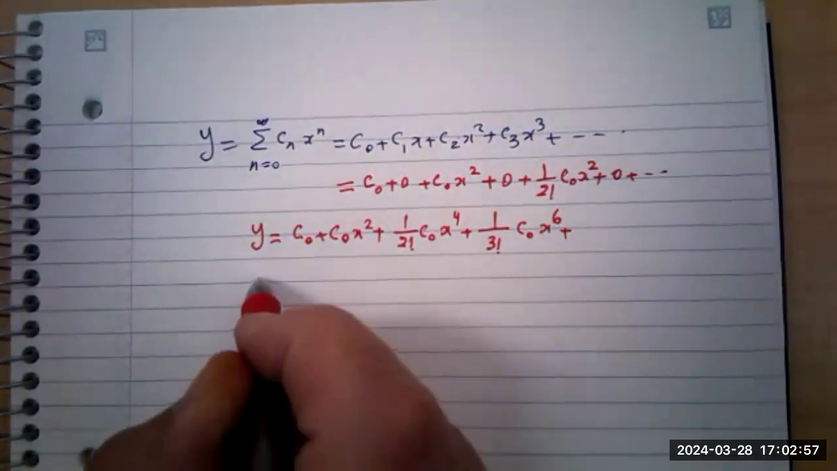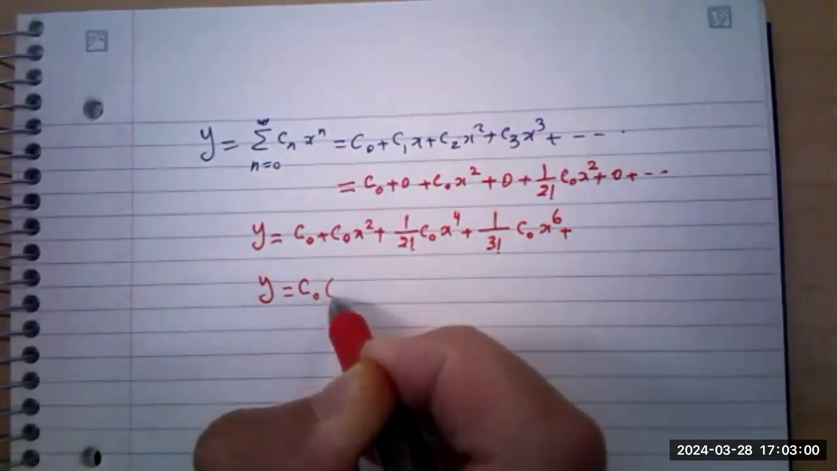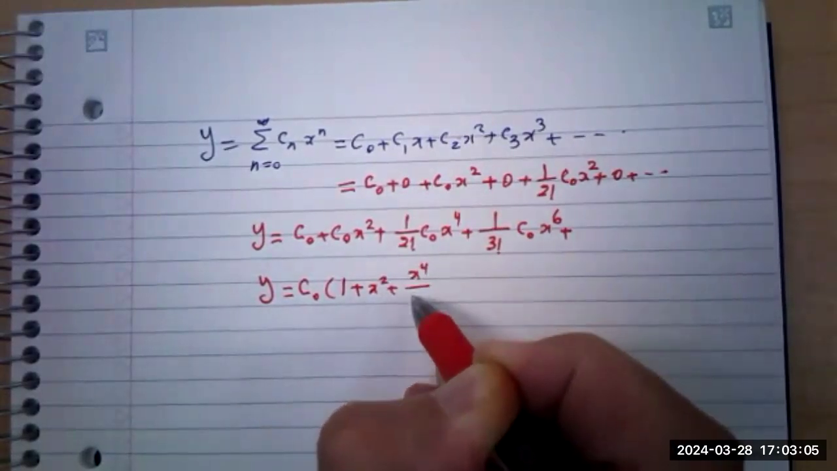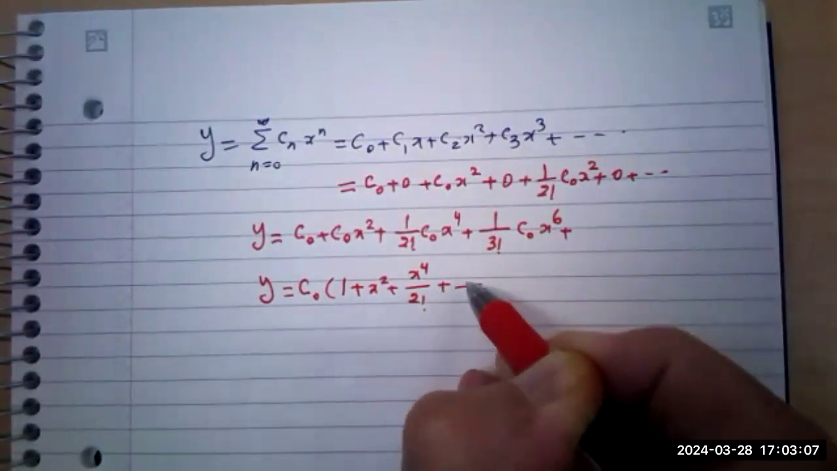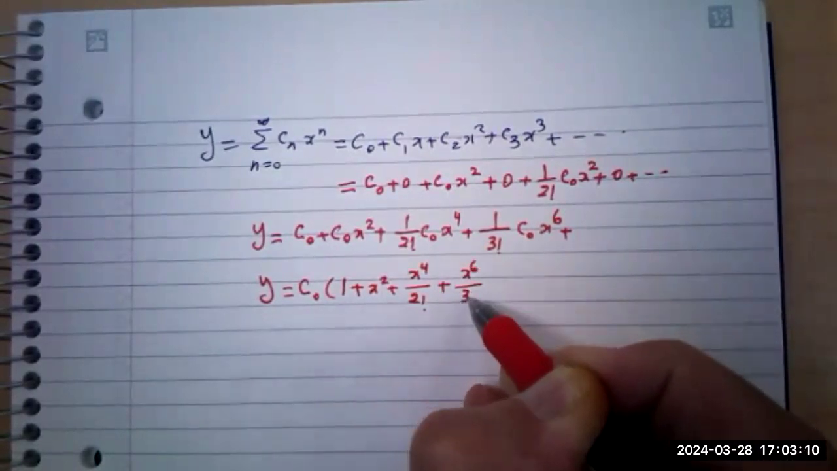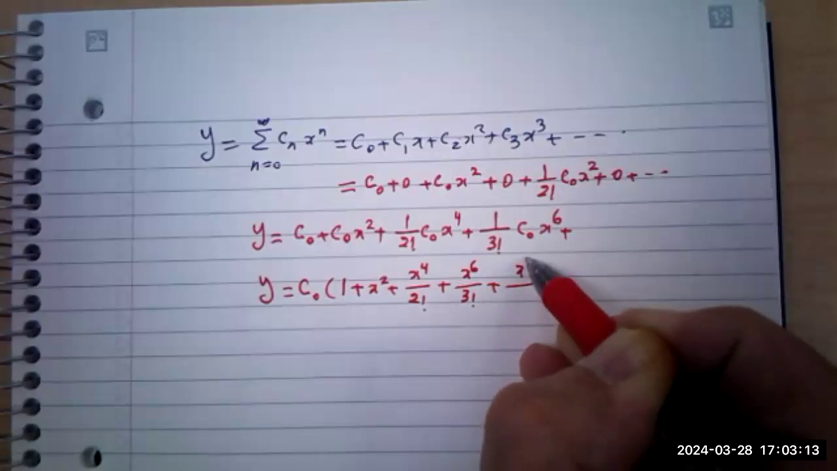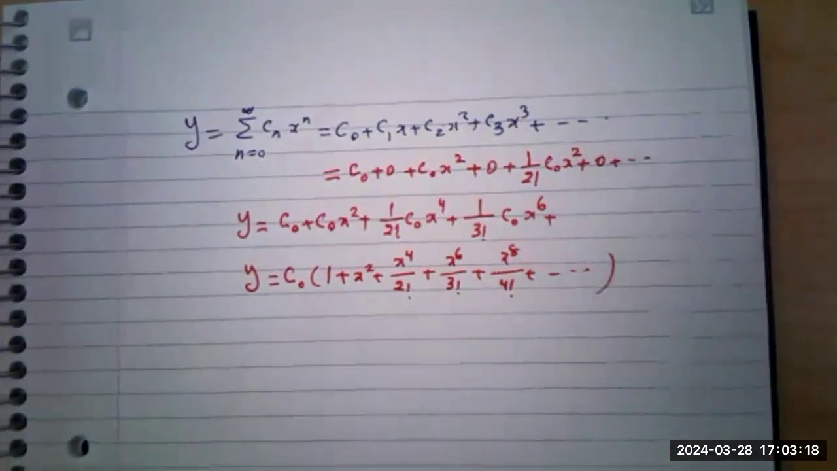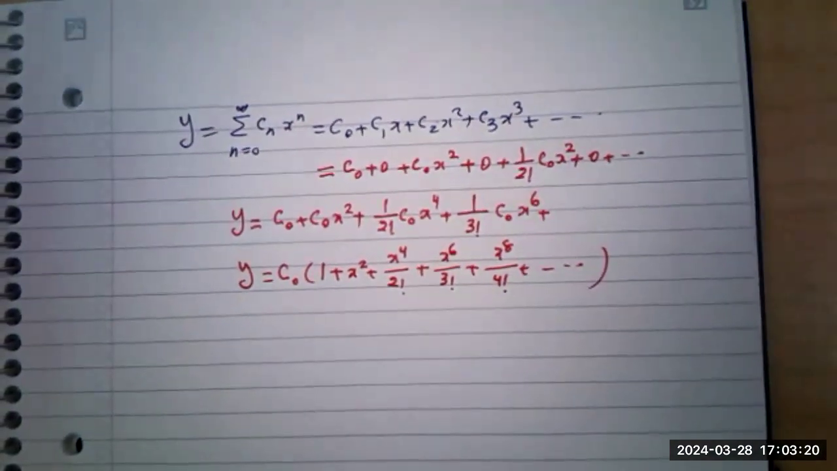And so you can pull out the C0 to see if you can find out what function this is. 1 plus x squared plus x to the 4th over 2 factorial plus x to the 6 over 3 factorial plus x to the 8 over 4 factorial, etc. Can you guess which of those series that I gave you this one is, as a function? Is it exponential, is it sine, or is it cosine?